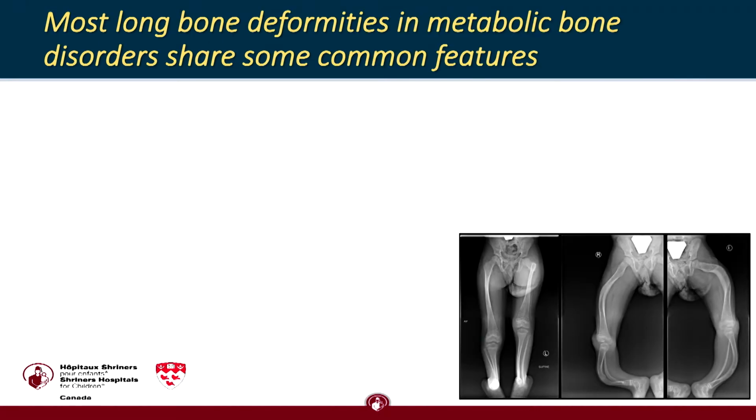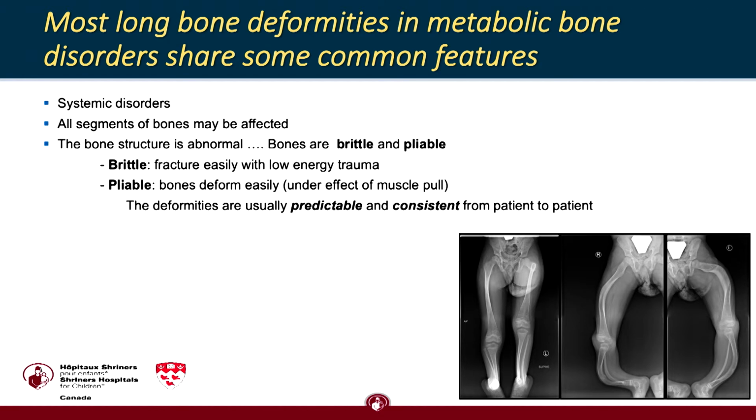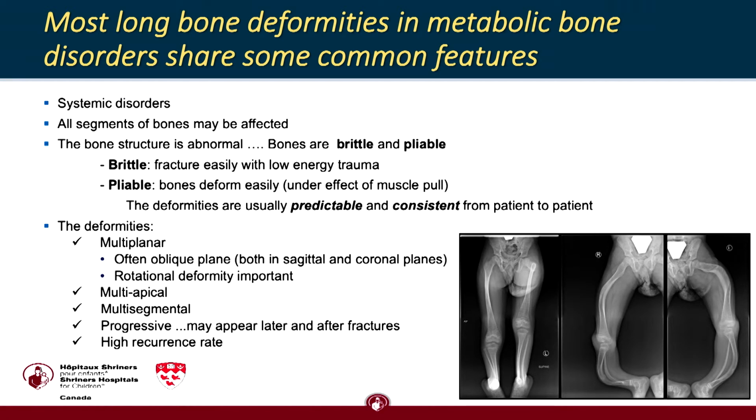Most long bone deformities have shared features. They are systemic disorders. They may involve multiple bone segments or all bone segments sometimes. The structure of the bone is abnormal. The bone is brittle or pliable. Brittle means it can break very easily with low energy trauma, and pliable means it can deform easily. The deformities in such cases are not the simple deformities we deal with. They're usually complex, multiplanar, multi-apical, multi-segmental, progressive, and have a very high recurrence rate.